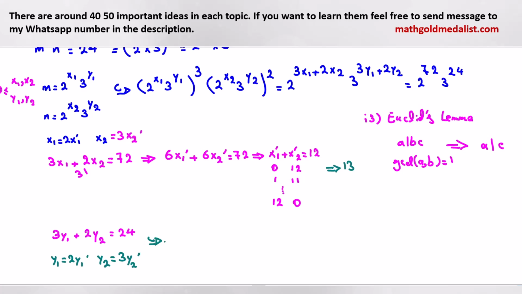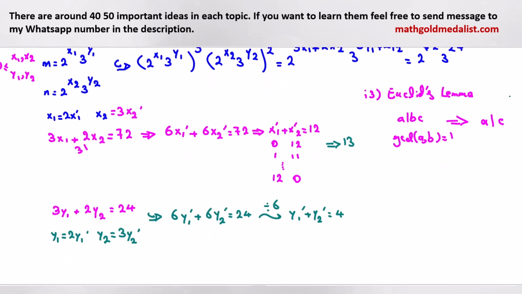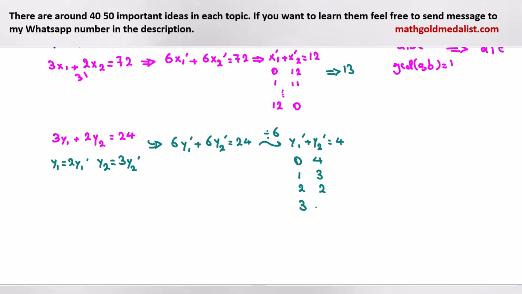So we can say, if we replace y1 with 2y1 prime, it will be 6y1 prime, plus y2 with 3y2 prime, 6y2 prime, is equal to 24. Now, if you divide both sides by 6, y1 prime plus y2 prime is equal to 4. Again, y1 prime and y2 prime are at least 0 because y1 and y2 are at least 0. So 0, 4; 1, 3; 2, 2; 3, 1; 4, 0. So how many answers? 5 answers.